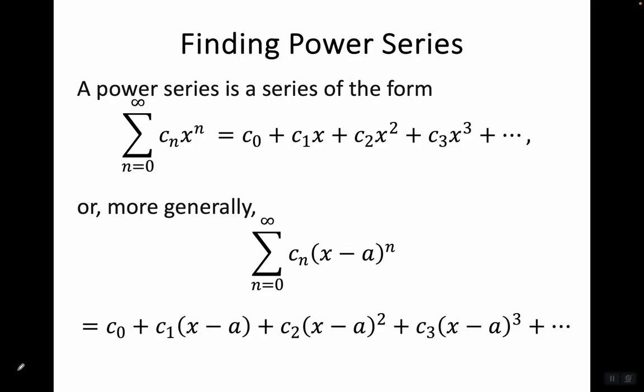Or more generally, the sum as n goes from 0 to infinity of c sub n times x minus a to the n, which is c0 plus c1 times x minus a plus c2 times x minus a squared plus c3 times x minus a cubed, and so on.